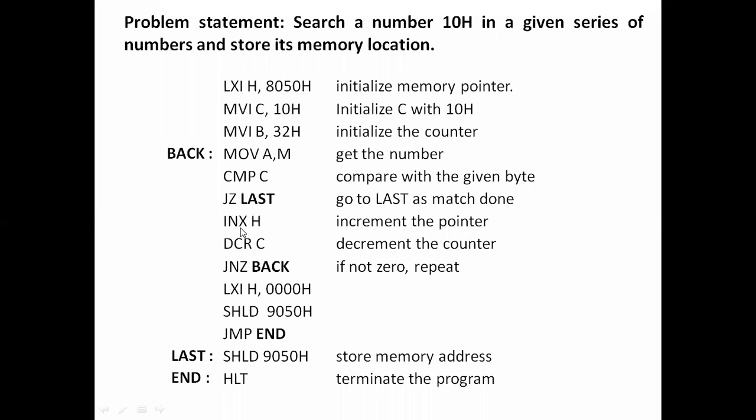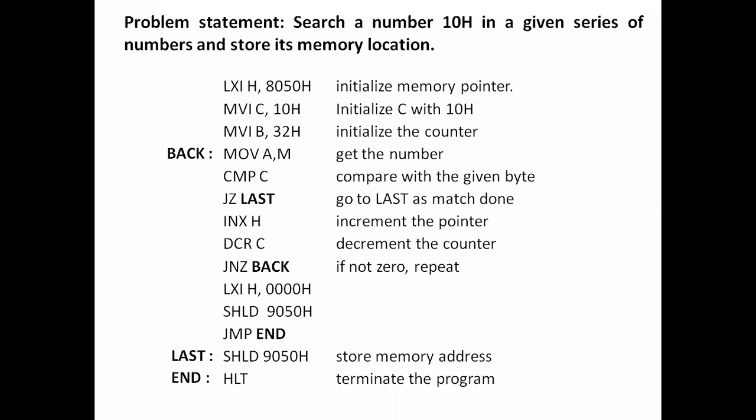If the zero flag is not set, it is going to increment the memory pointer, decrement the counter, and go back. Then it will compare with the second number, and so on. It will repeat the process. A time will come when this 10 is going to match. In that particular case, the zero flag will be set.